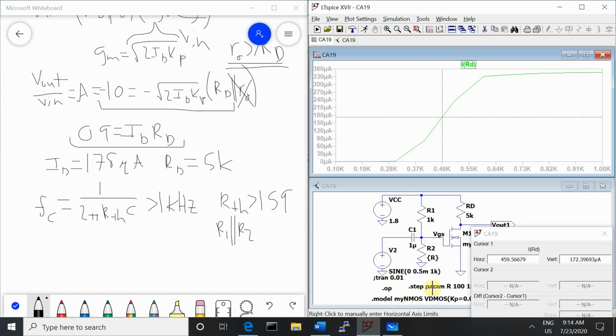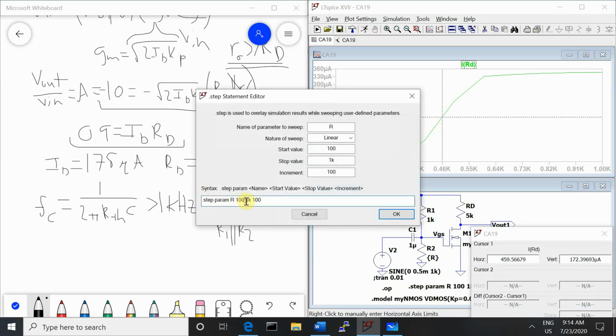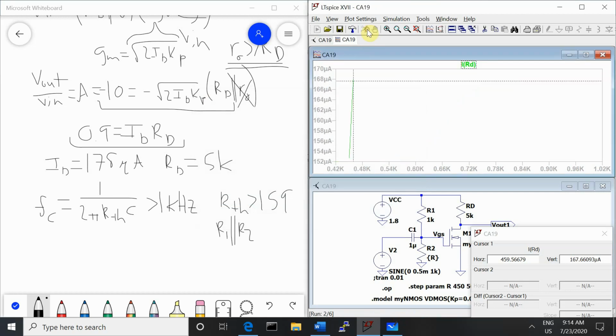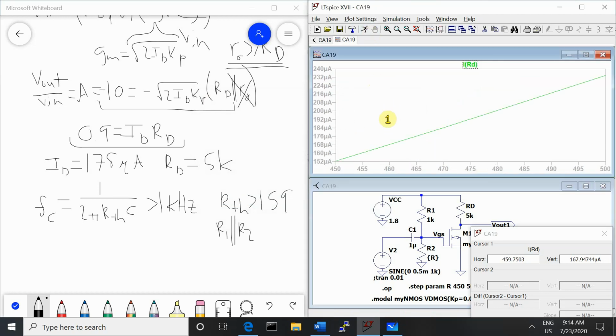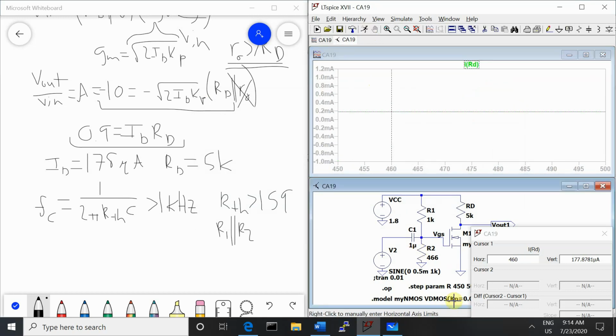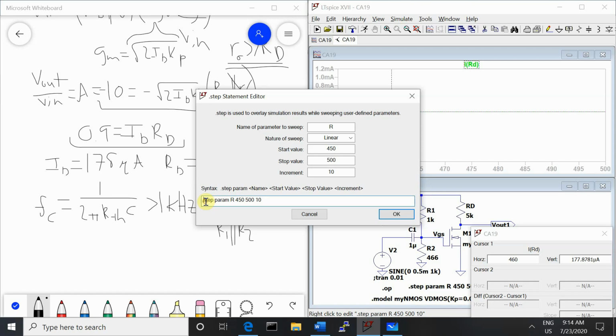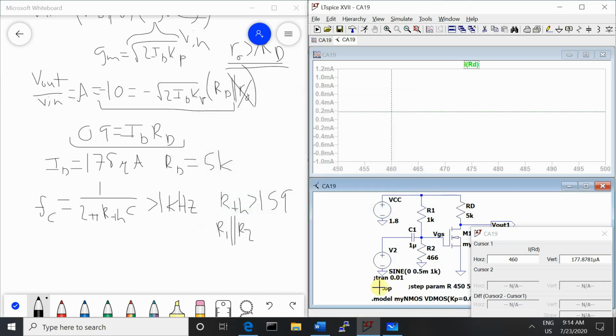So it's going to be somewhere between 450 and 500. So we'll zoom in on our sweep. And we still want 178. We're going to be about 466. And that's about 178. So now we'll switch over to our transient analysis.